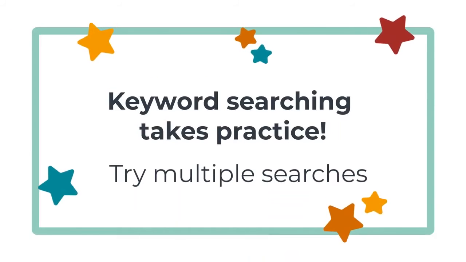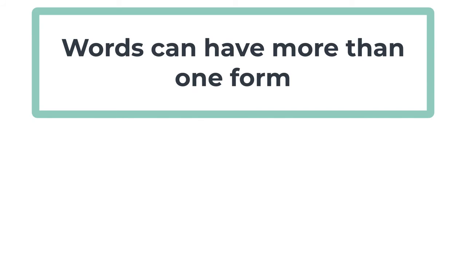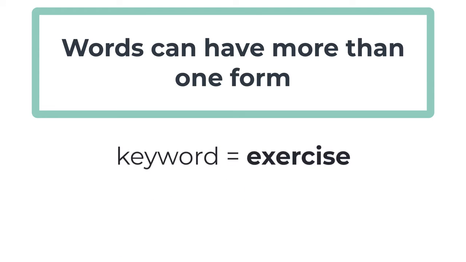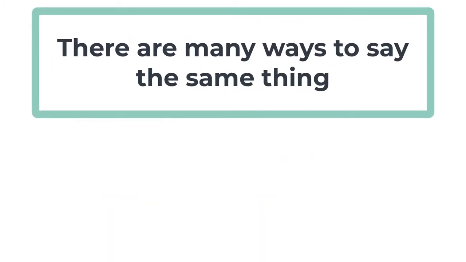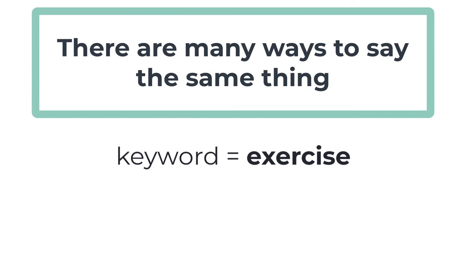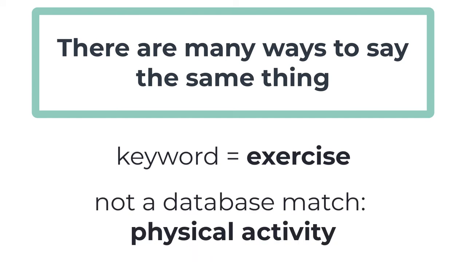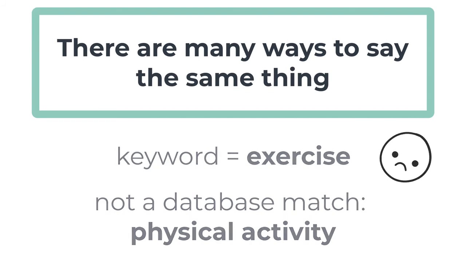Choosing keywords takes practice. It also takes a willingness to try multiple searches, since keyword searching has limitations that you need to work around. There are often many forms of a word, and the database is only looking for the form you typed into the search box. For example, if your keyword is exercise, the database will not consider the word exercising to be a match, even though they both convey the same idea. Also, there are often many ways to say the same thing or something very similar. For example, if your keyword is exercise, the database will not consider the phrase physical activity to be a match.